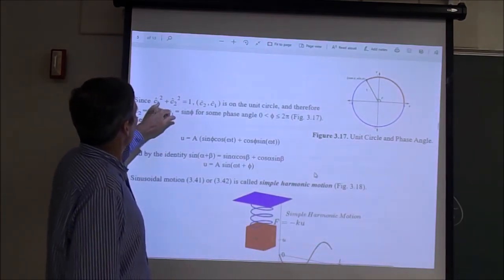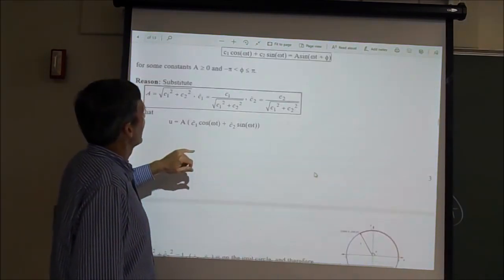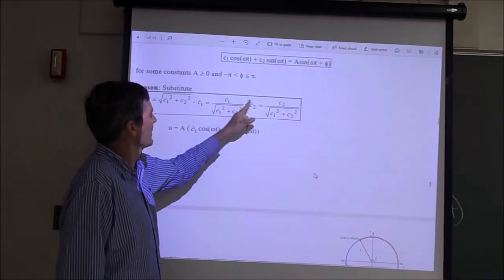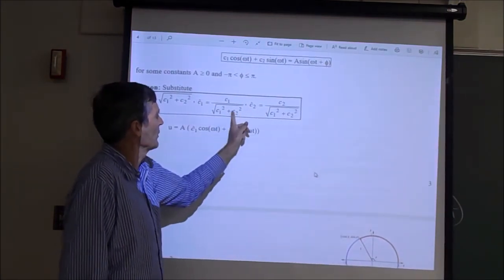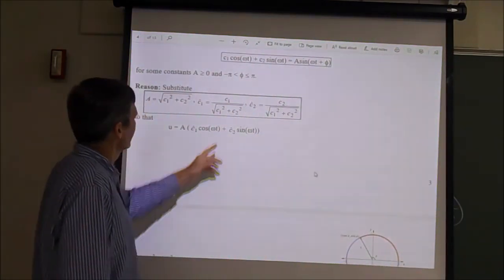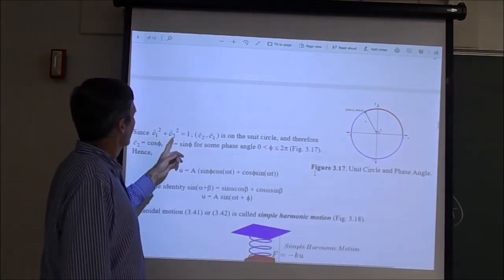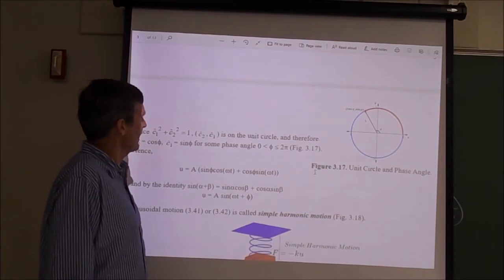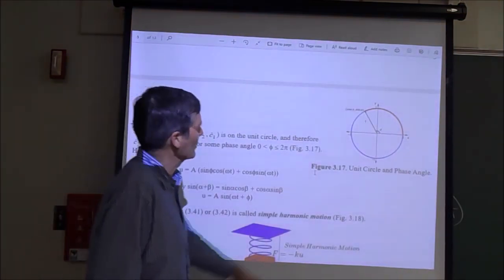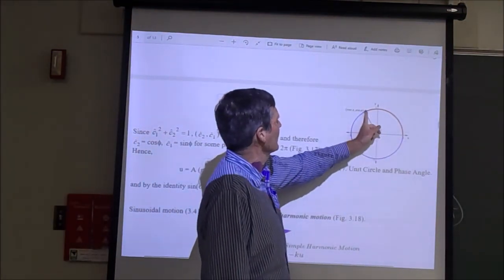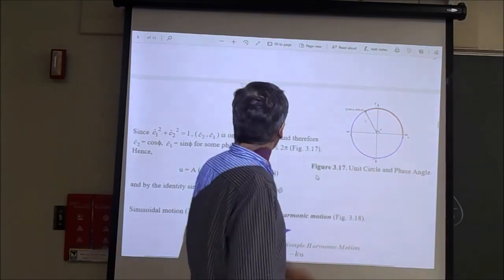Since c1 hat squared plus c2 hat squared equals 1, we know it is, right? This squared plus this squared gives c1 squared plus c2 squared over the same, which is 1. You just take this squared plus this squared, see it's equal to 1. C1 hat, C2 hat is actually a point on the unit circle. So you can go around and sketch it over here.